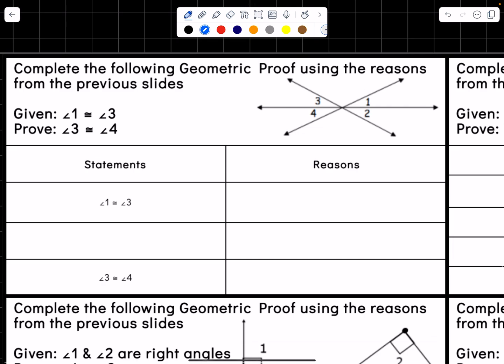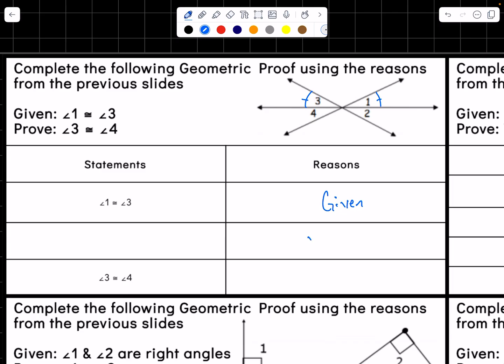Here we have a picture and they give us the given statement. Given angle 1 is congruent to angle 3. So let's go ahead and draw that. Angle 1 and angle 3 I know are going to be congruent. It tells me that. But I can go down a little bit further because I know the definition of vertical angles.